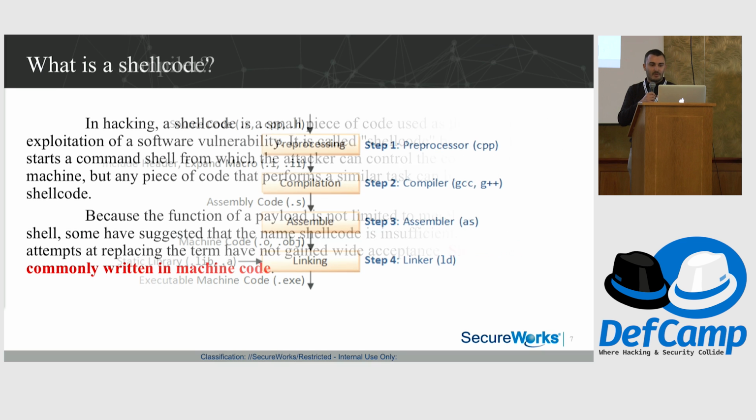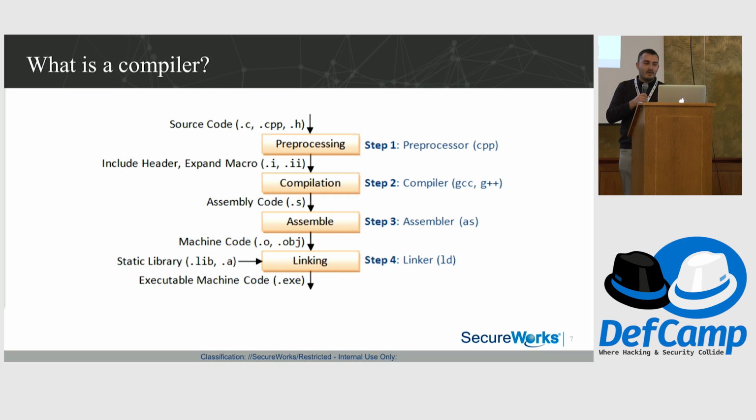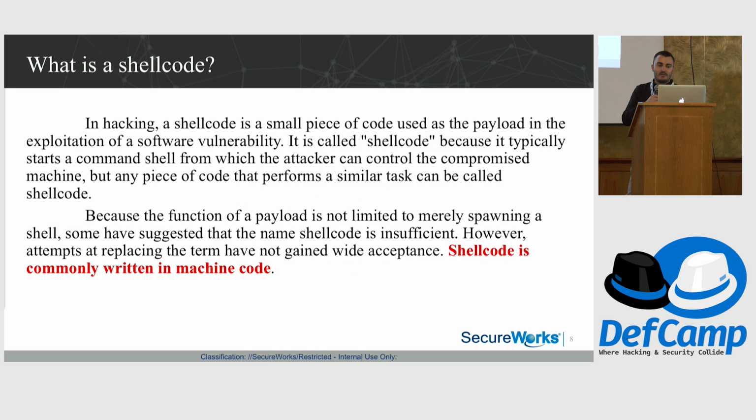So let's go back to the assembly process. The assembler will take as input the assembly code, and it will generate binary code that the processor can understand. And the shellcode, being commonly written in machine code, means that shellcode is most of the time written in assembly. And as you will see, it's a bit difficult.